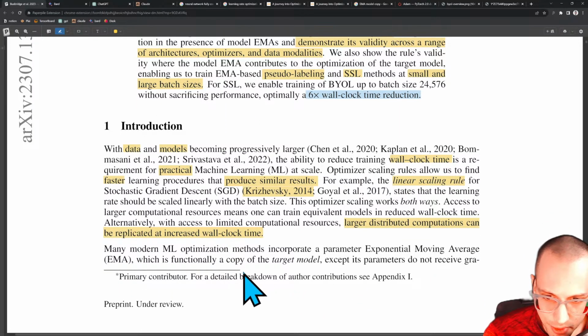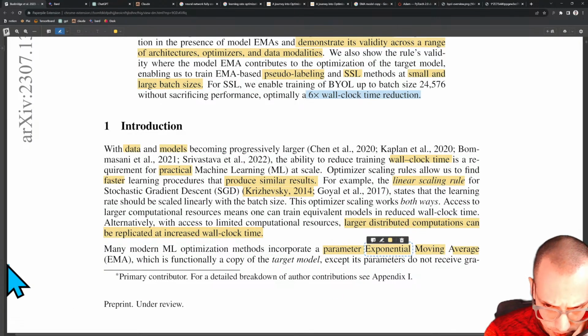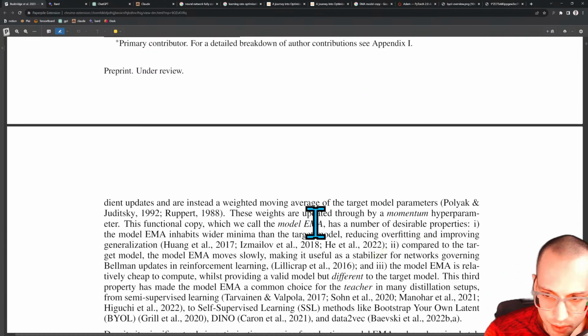Many modern ML optimization methods incorporate a parameter exponential moving average. So an average over the parameters, where the parameters are moving over time, and the parameters that are closer to the current time, so the most recent updates, are exponentially more important than the updates of the past, which is functionally a copy of the target model, except its parameters do not receive gradient updates and are instead a weighted moving average of the target model parameters.